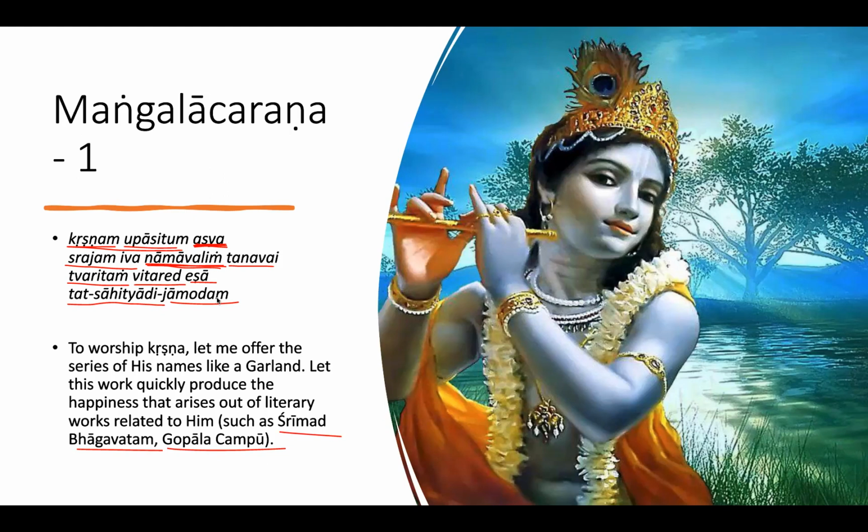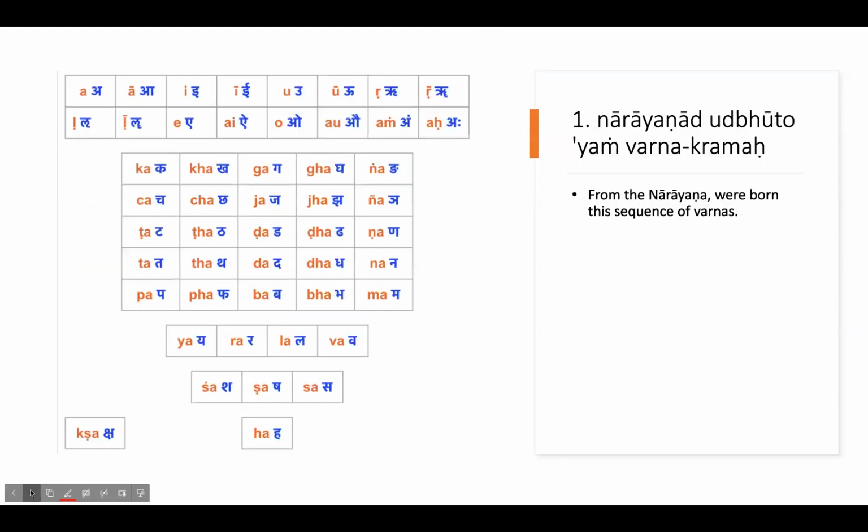So these are the two purposes. The first one is the purpose, and the second one is actually giving a benediction. So the translation goes like this: to worship Krishna, let me offer the series of his names like a garland. Let this work quickly produce the happiness that arises out of literary works related to him, such as Srimad Bhagavatam and Gopala Champu. Okay, so this is the first verse we are studying. There are two more Mangala Charan verses which we will cover in the next sessions.